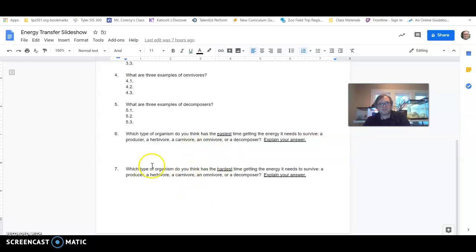Number 7, it's the same thing except you want to talk about what organism do you think has the hardest time getting the energy it needs to survive? Producer, herbivore, carnivore, an omnivore, or decomposer. Explain your answer. So all of these different types of organisms have either things that their diet makes it a little easier for them to get energy or challenges to it. So just make sure that whichever one you pick, you explain your answer, and if it makes sense, you should get credit for this part. So again, this one's pretty straightforward.